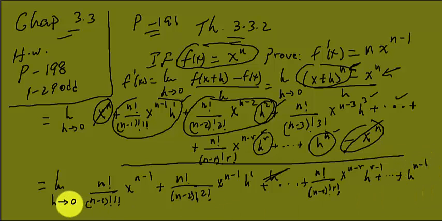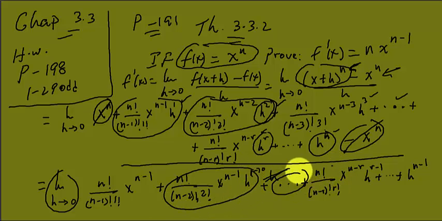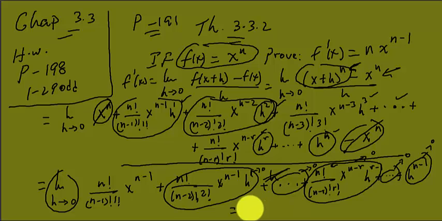Now when I take the limit, that means when I plug in 0 for h, this will turn into 0. Everything in the middle will turn into 0 because they will all have h's in them. And then this will turn into 0, and this will turn into 0, and everything in the dot dot dot will turn into 0. So the only thing that I have left out of this whole thing is n factorial over n minus 1 factorial times 1 factorial, x to the n minus 1.